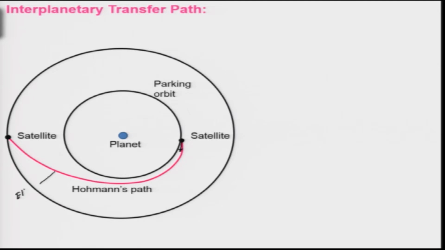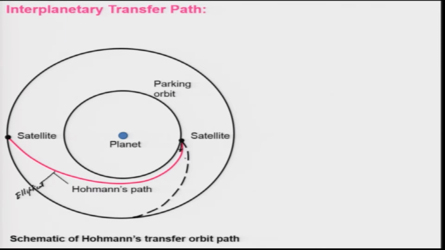So this is elliptical in nature. This is being considered to be the ideal one, but it takes a lot of time. This one is known as Hohmann's transfer orbit path. If you want to take less time, then you will have to spend more energy and impart higher thrust to the satellite vehicle so that it can go, and this is known as the high energy path or the fast path.